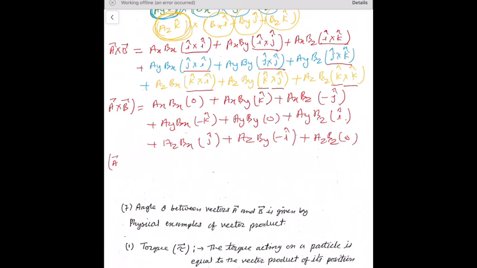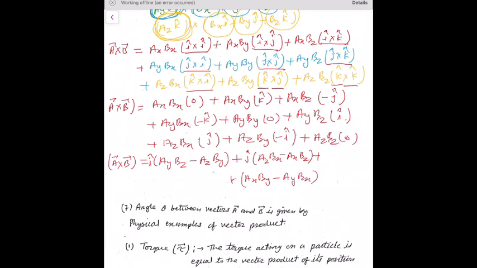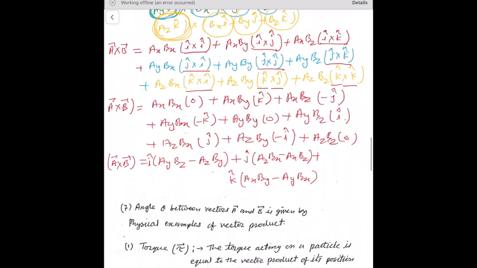So a vector cross b vector is equal to (ay bz minus az by) I cap plus (az bx minus ax bz) j cap plus (ax by minus ay bx) k cap.